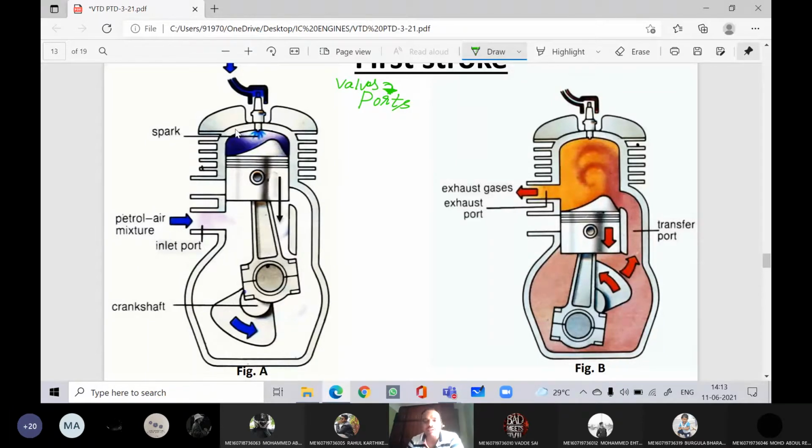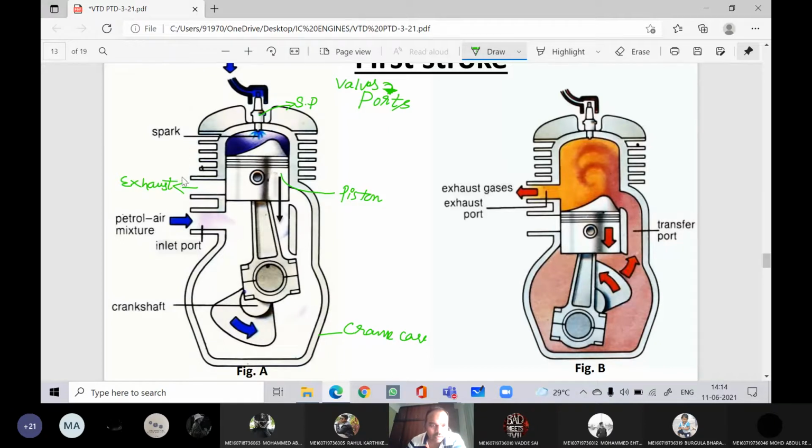Now this is the cut section of a 2-stroke engine. What is this one? Tell me, anyone? It is the spark plug. Now this is what? Piston. Okay, and this is the crankcase. This is the crankcase, right? And this is the exhaust port. A port is nothing but this opening. This opening is called a port. This is the exhaust port.